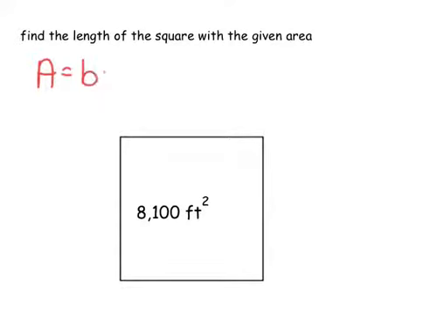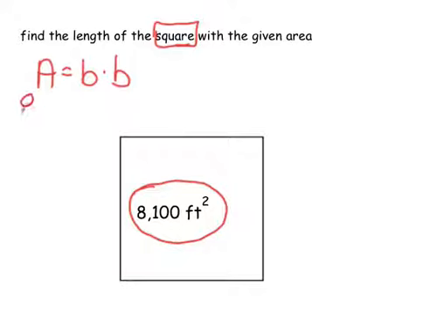Area is base times height. Remember, if I'm doing a square, I have to have the same sides. So I'm going to change that H to the same letter. My area, I'm going to write for A.